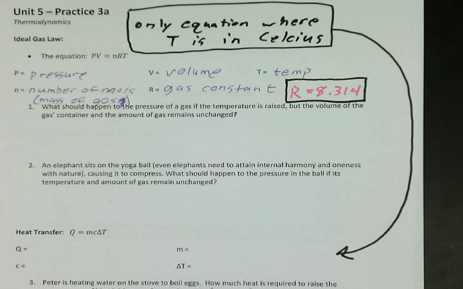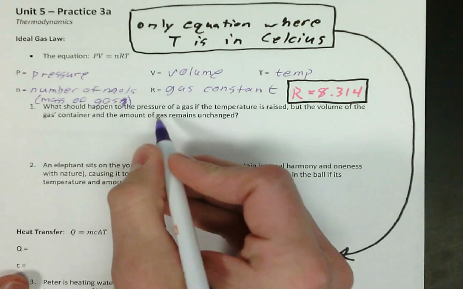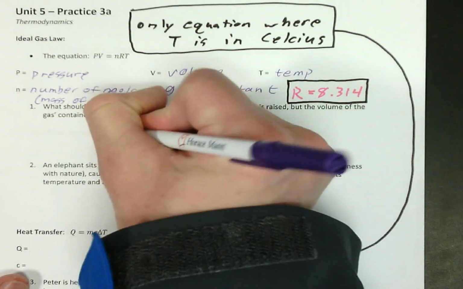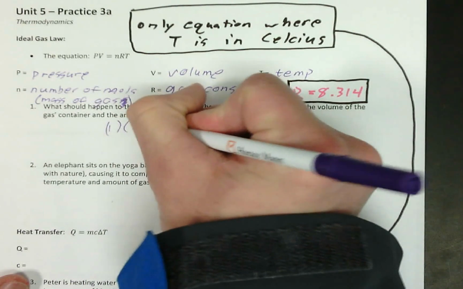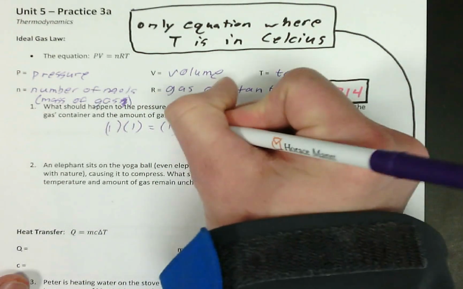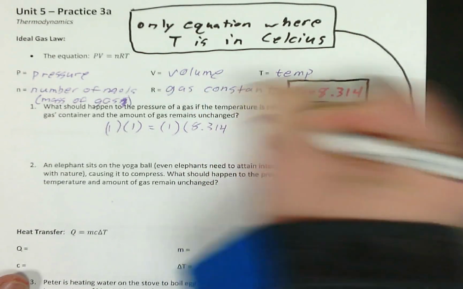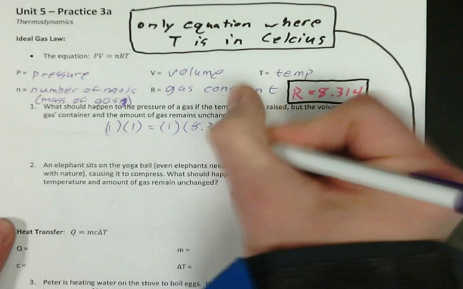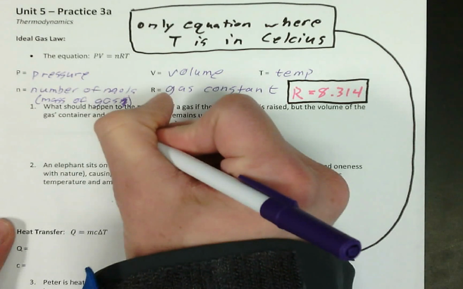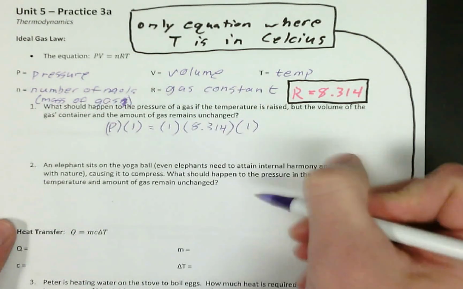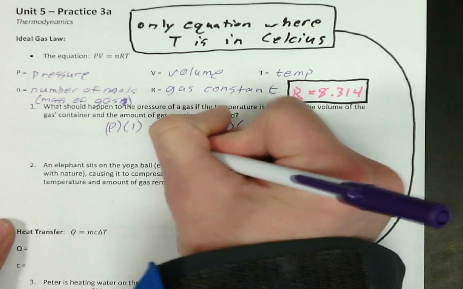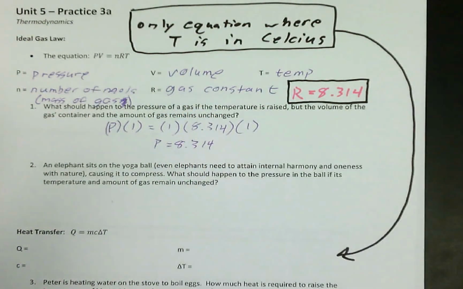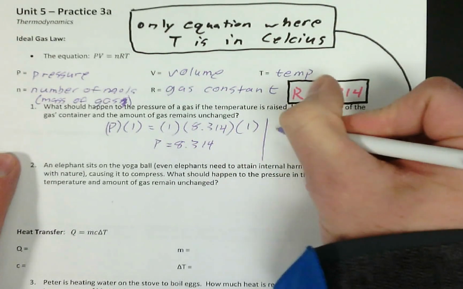That may be very easy for you to answer. Okay. If it's not, make up numbers. What would happen to the pressure of the gas? The pressure starts at 1. The volume is 1. The number of moles is 1. R is 8.314, and the temperature is 1. There we go. Okay. I'm solving for the pressure. Okay. Well, the pressure is 8.314. Okay. Easy enough.